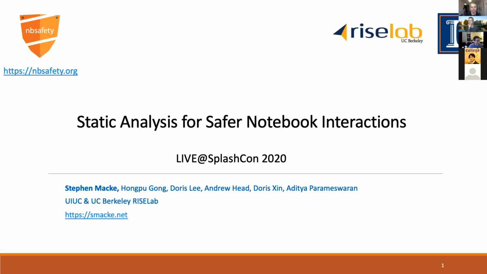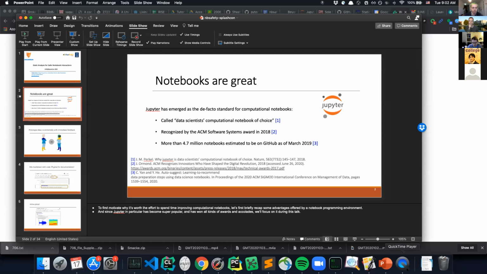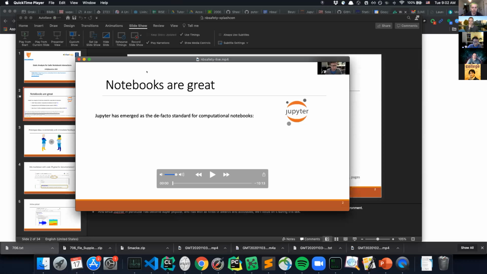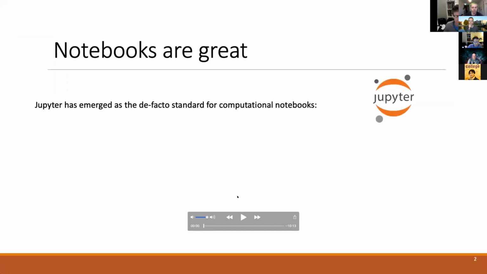So I'm going to talk about NBSafety, which is a drop-in replacement for Jupyter's Python 3 kernel. The goal is to make it easier to reason about out-of-order execution in computational notebooks. And actually, I just remembered that I have this talk recorded. So I'm going to go ahead and just play that for you all. Should be a bit smoother.